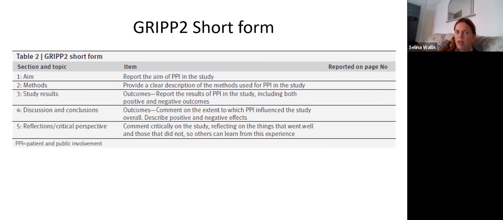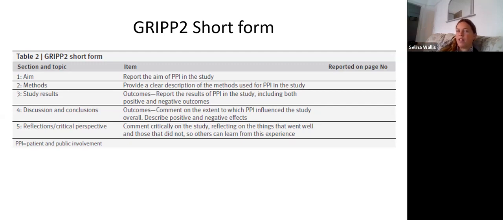It's a small table, and it divides up involvement into these 5 different sections or topics: aim, methods, results, discussion, and critical reflections. So it's almost like a mini abstract, but an abstract just about public involvement and how that was done. So it reports the aim of PPI in the study, and in the papers where people publish it, they can either do it like this, where they put a page number about where in the paper they've reported those different things, or another way people use it is to actually put the detail in the form itself, and that's usually when they've put the form as an appendix of the paper.